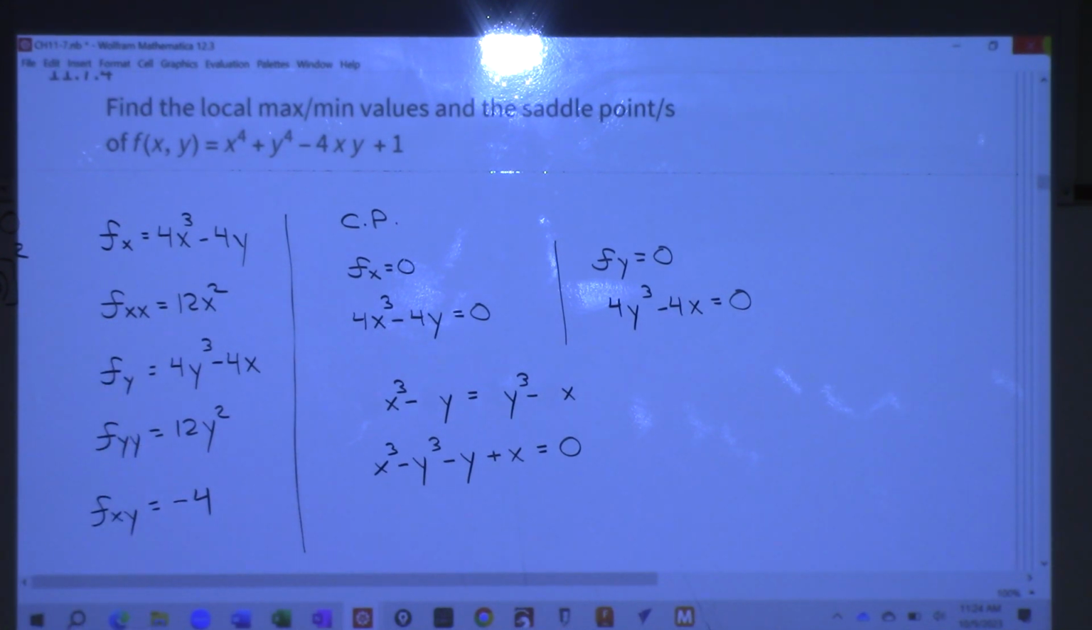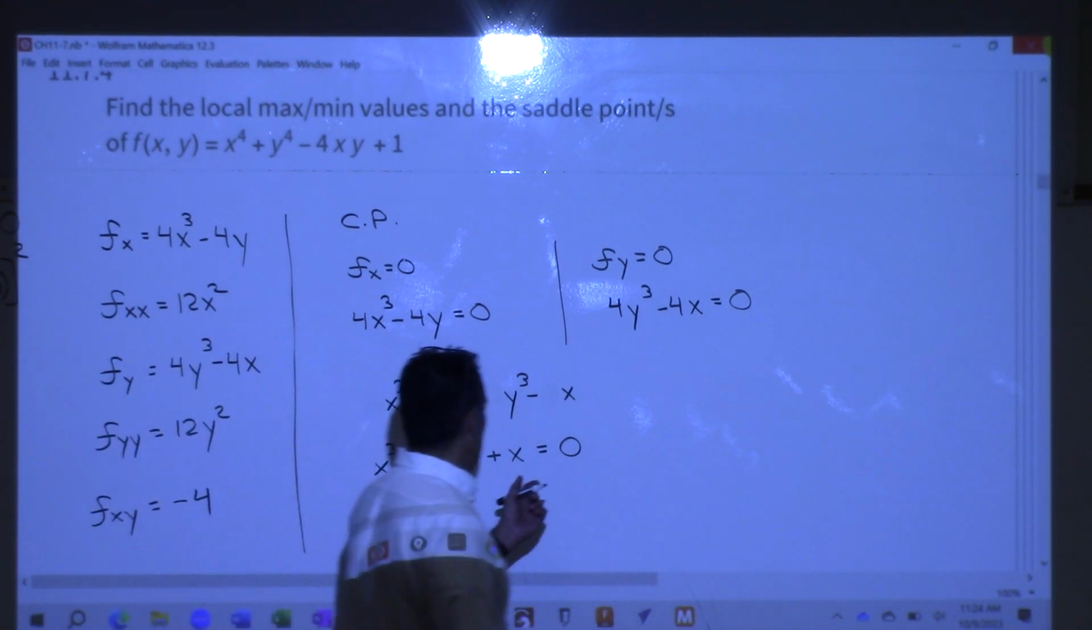So 1 minus 1 minus 1. Yeah, but we gotta solve it algebraically. We can't just go off inspection, because you might miss something, right? Any ideas? Group them and pull an x out. Like grouping? You want to try grouping? So let's try grouping.